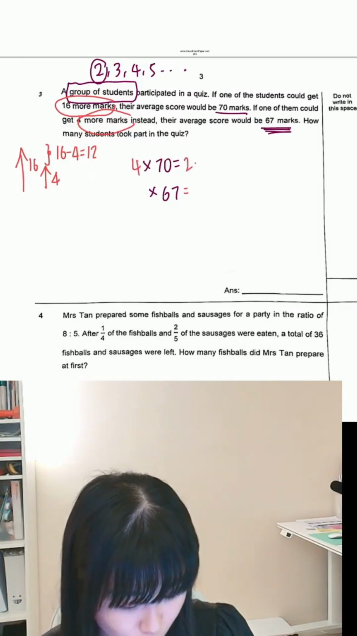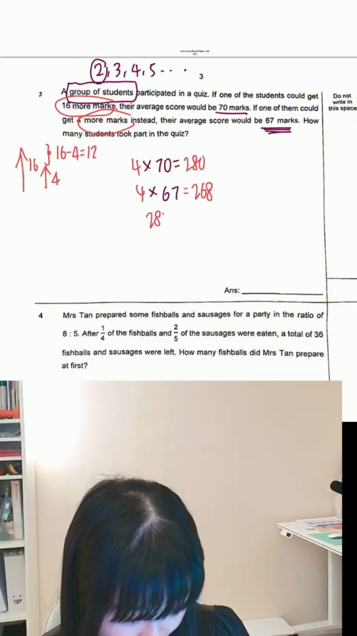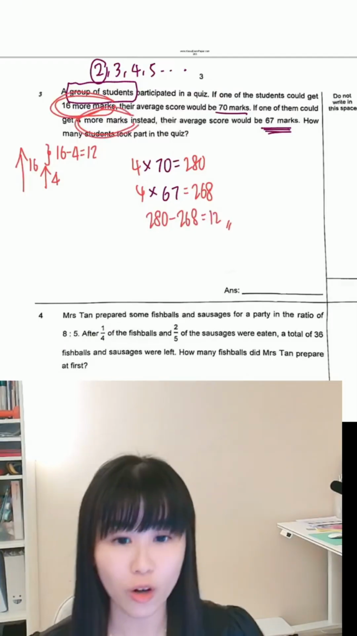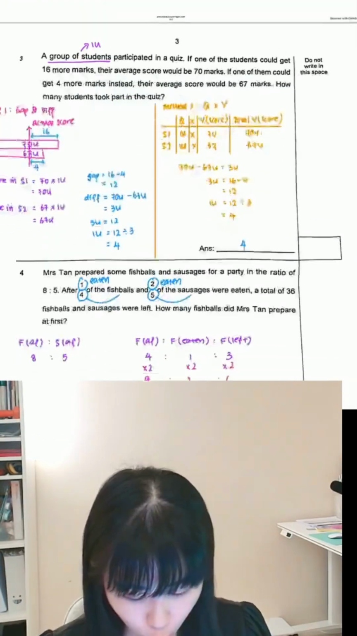4 times 70 is 280. 4 times 67, 268. Now you minus the total marks. The difference is 12, which is 16 minus 4, 12. So how many students are there? 4. If you want to check the answer now, I can also let you know first before I go off.